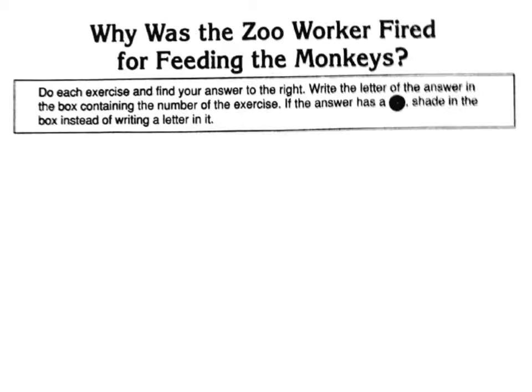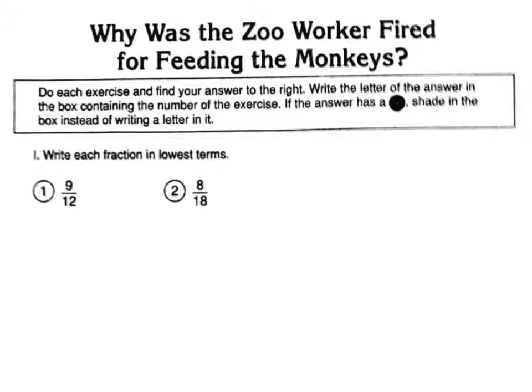And so let's start off with our worksheet title. It says, why was a zoo worker fired for feeding the monkeys? The direction says, do each exercise and find your answer to the right. Write the letter of the answer in the box containing the number of the exercise. If the answer has a blank one, shade in the box instead of writing a letter in it.